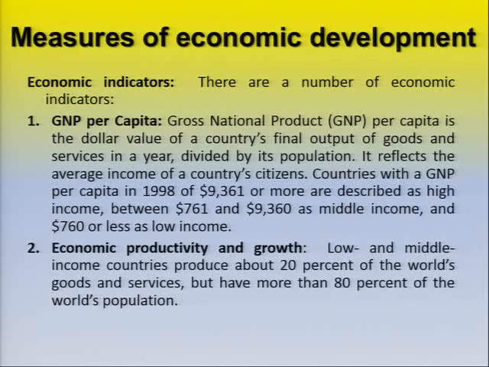Then economic productivity and growth. Let's look at another indicator, economic productivity and growth. The low and middle income countries produce about 20% of the world's goods and services, but they have more than 80% of the world's population. That is not good. They only produce 20% of the world's goods and services, but 80% of the world's population resides in those countries. And those would be countries that are known as third world countries or developing countries.